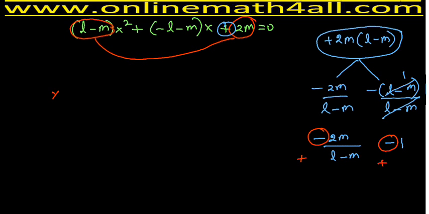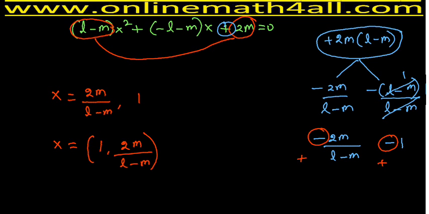So here x is equal to 2m over L negative m, comma, the second value is 1. We just have to take the opposite sign of the two factors, and those are the two values of x. So the solution set can be written as 1 comma 2m over L negative m. This is the solution set, 1 comma 2m over L negative m. So now the problem has been solved by using the method of factoring.